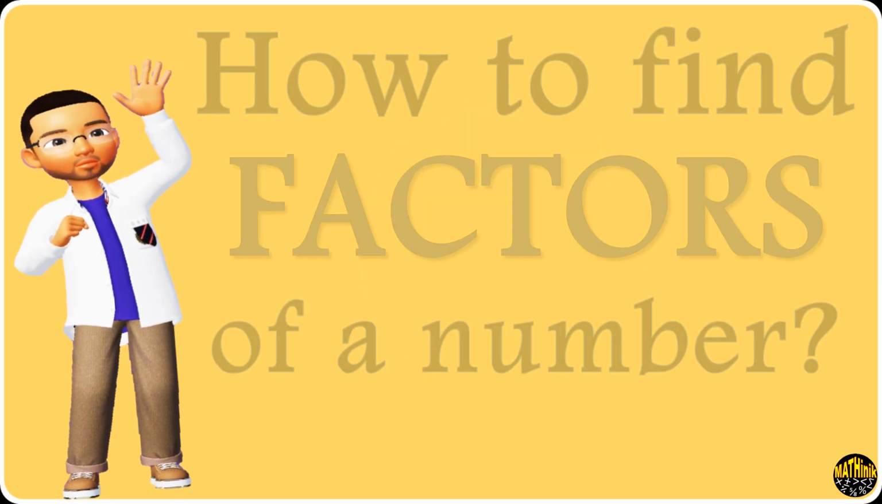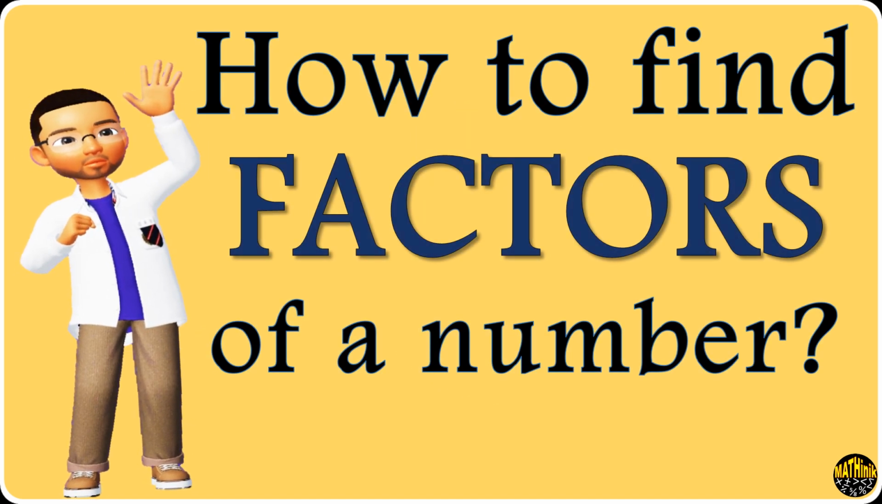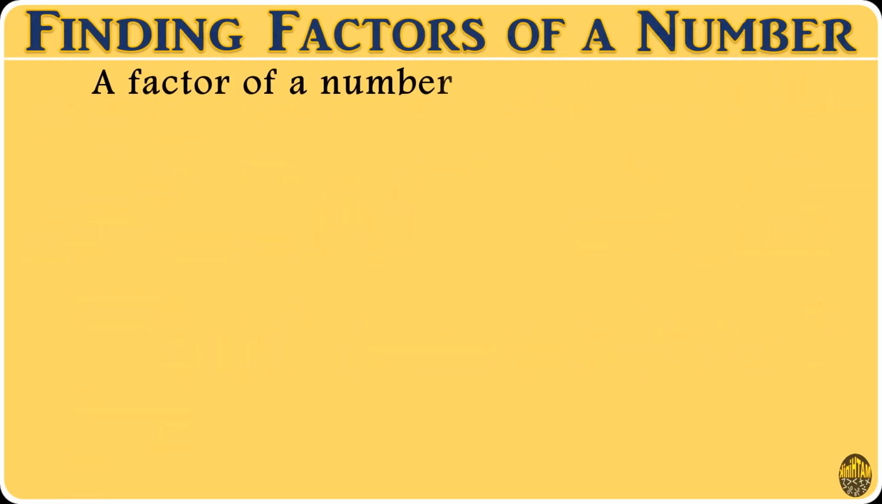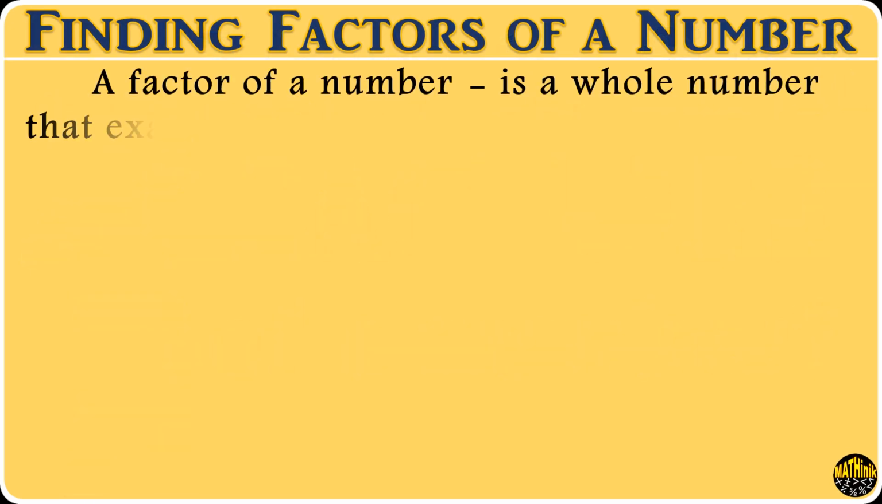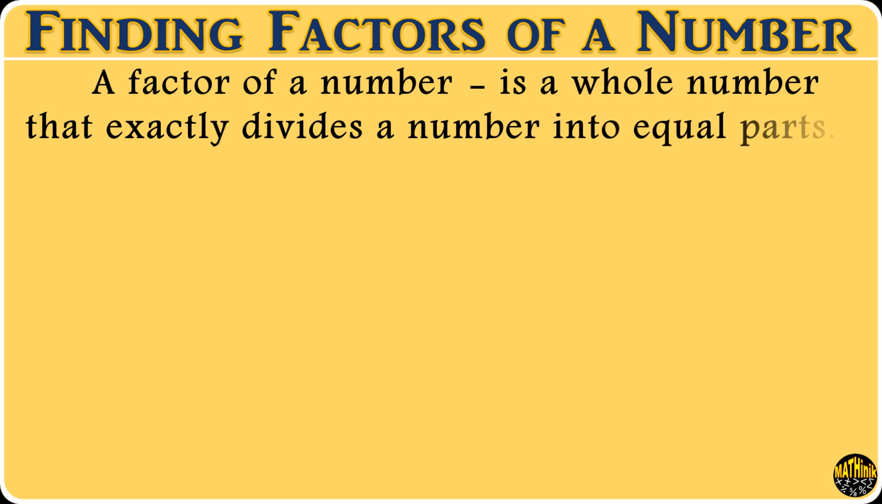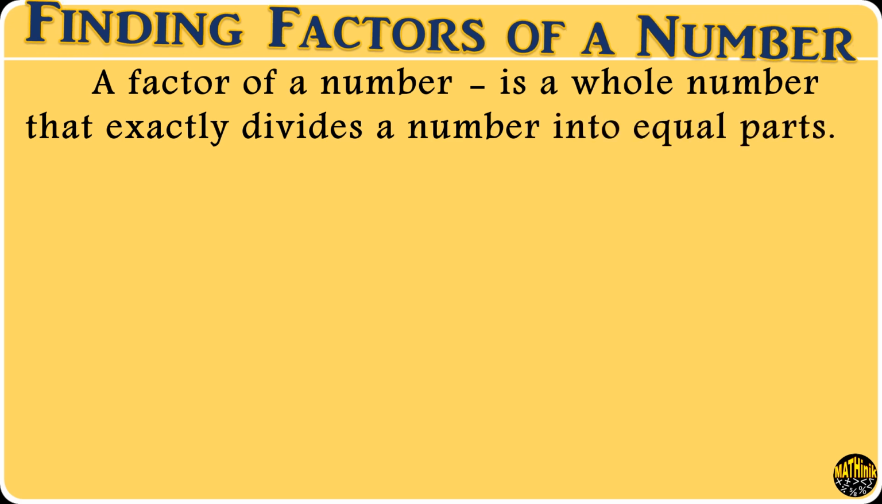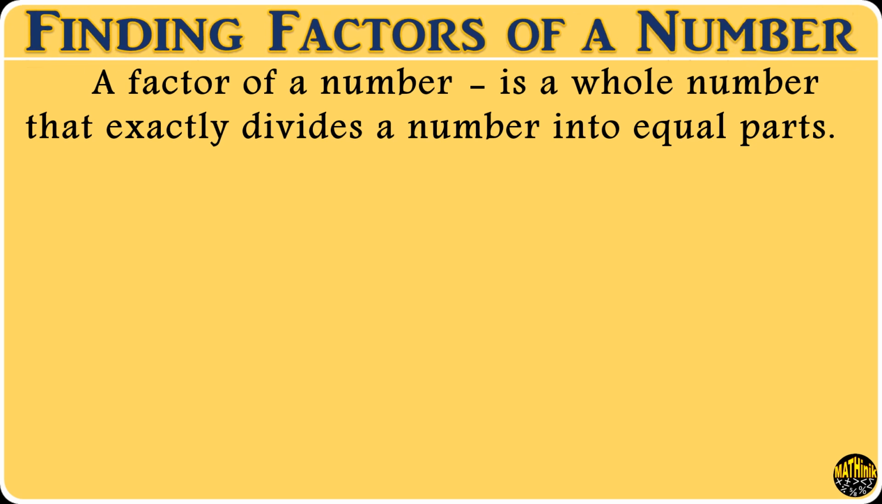Let's learn about factors of a number. A factor of a number is a whole number that exactly divides a number into equal parts. And therefore, in order to find a factor of a number, we will use the mathematical operation of division. Let's do some examples for you to understand it clearly.